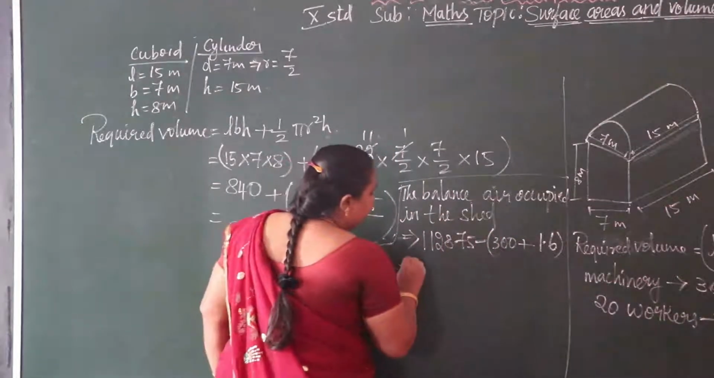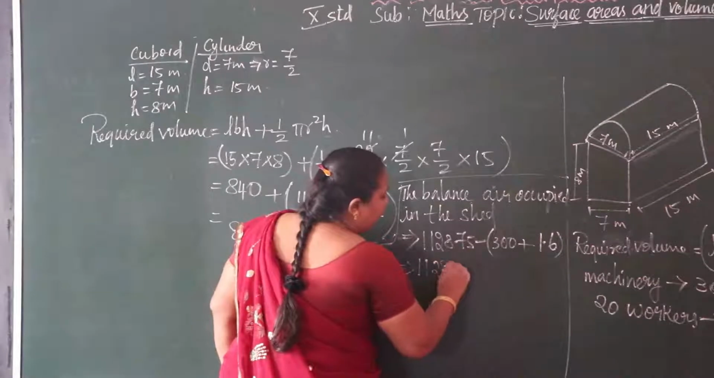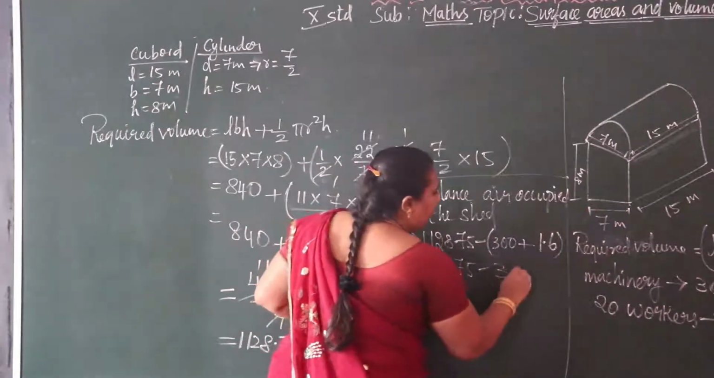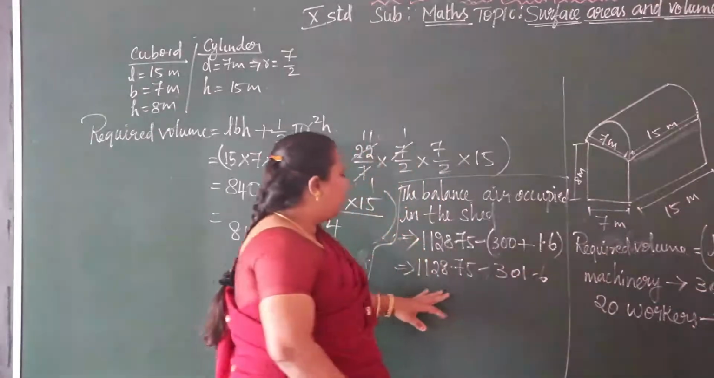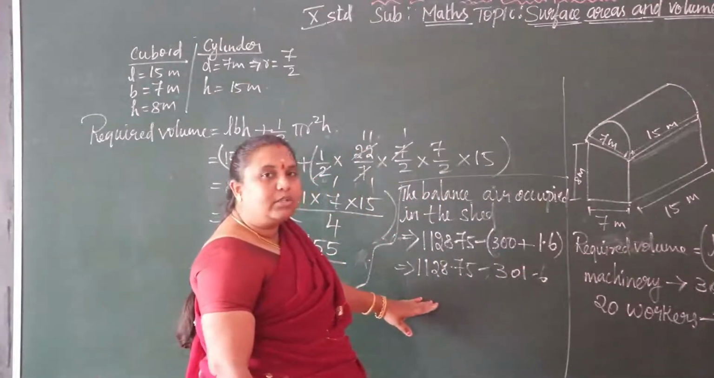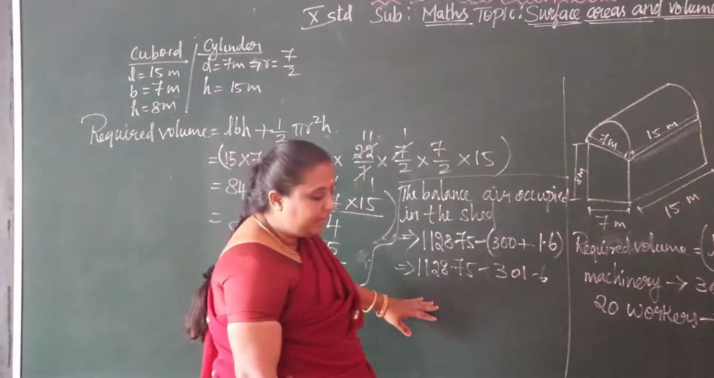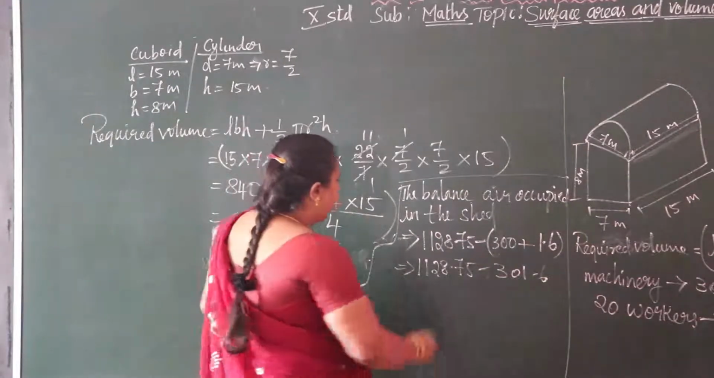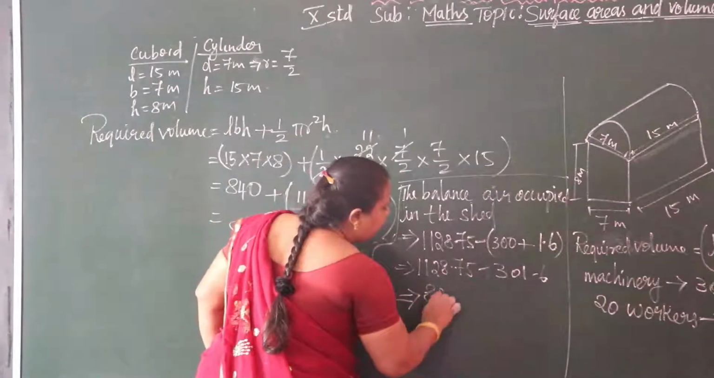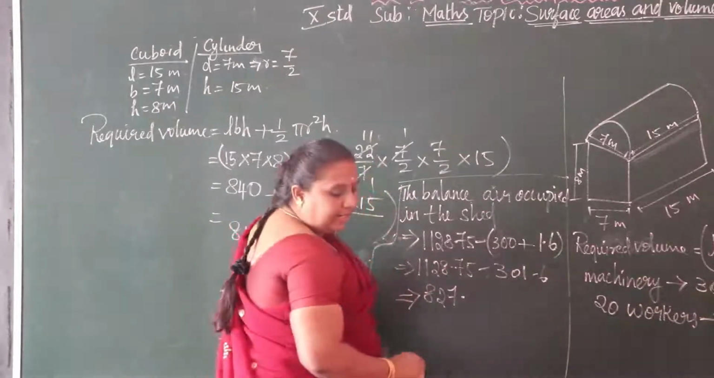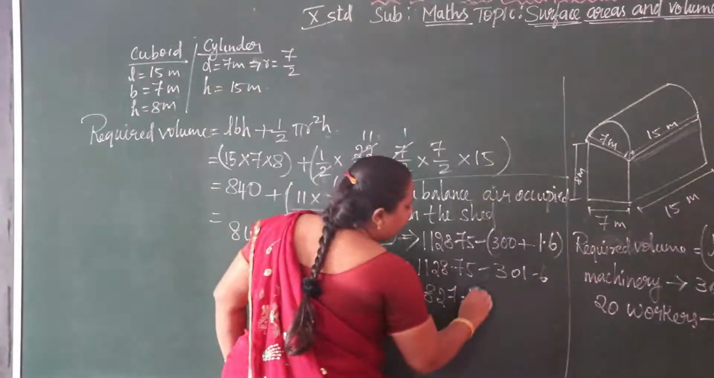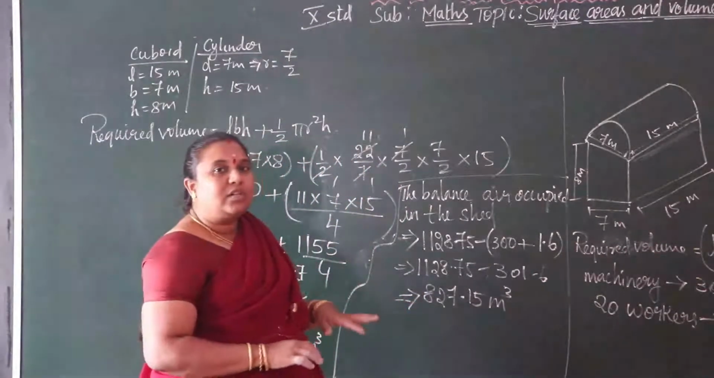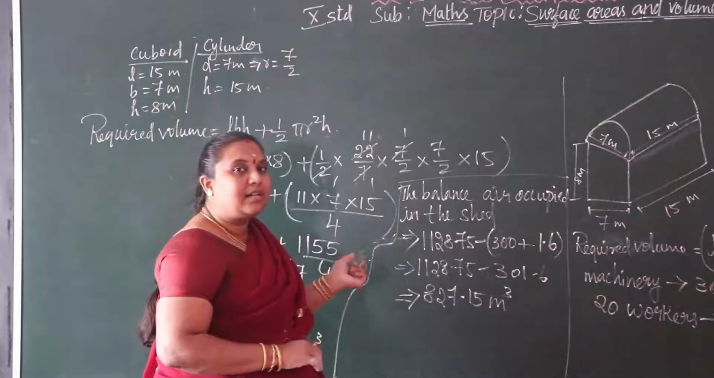So that is 1128.75 minus 300 minus 1.6 meter cube. We want to subtract it from the total air occupied in the shed. So the balance we are getting is 827.15 meter cube, the air occupied in that shed other than the workers and machineries.